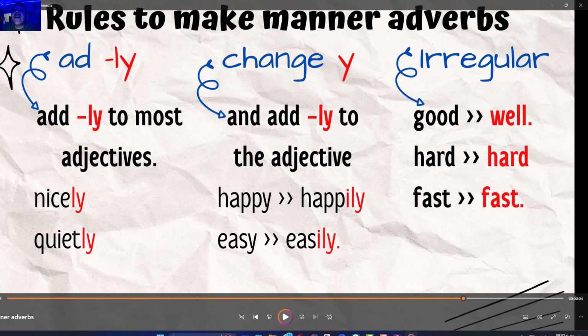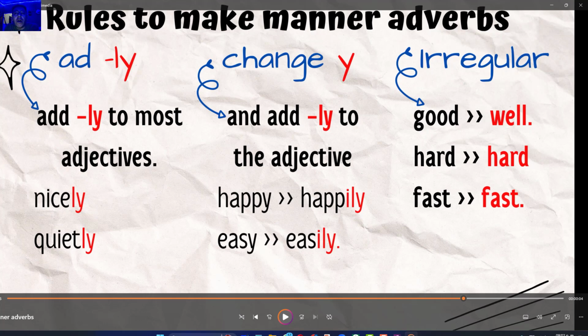Okay? We then have the rule about change. We change the Y to I when it ends with a consonant plus Y. For example, happy, we change it to happily. Easy, we change it to easily. So I teach English happily. I learn words easily.